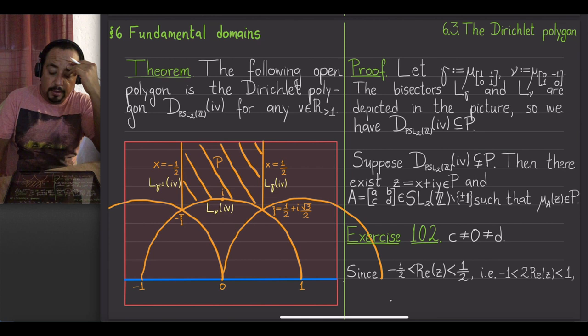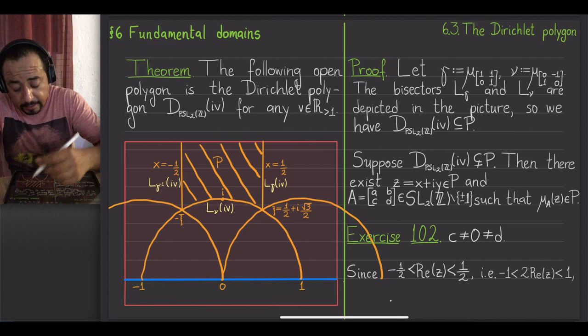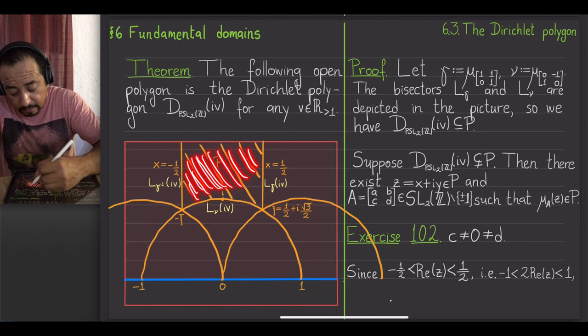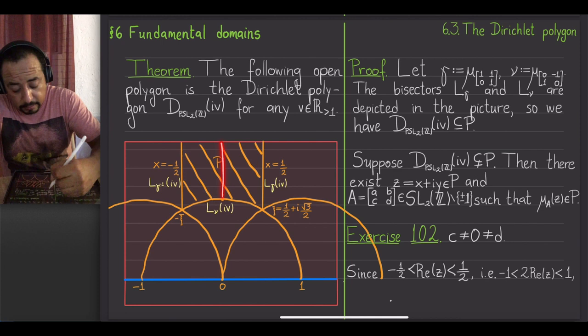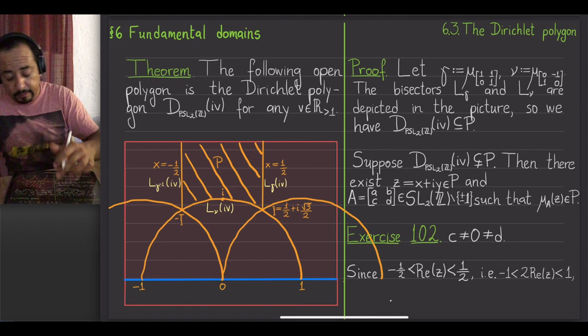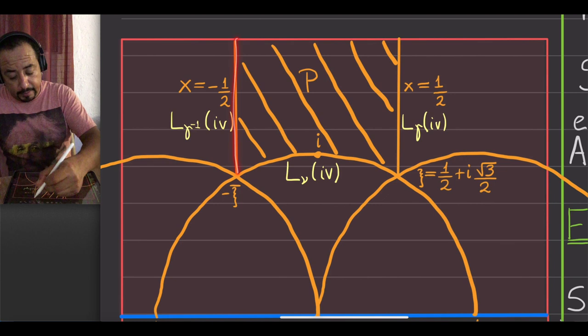Okay, and then consider this hyperbolic polygon, and the theorem is that this convex polygon is the Dirichlet polygon for PSL2Z centered at any point on the imaginary axis above I. Here this is the unit Euclidean circle centered at zero, and these are the vertical lines with real parts minus 1/2 and 1/2.